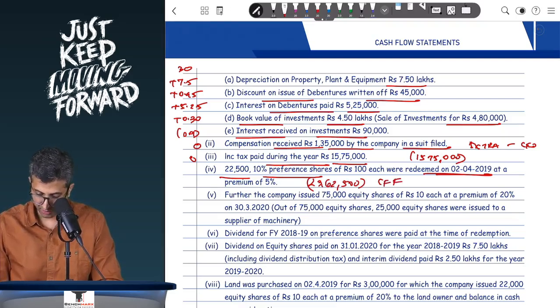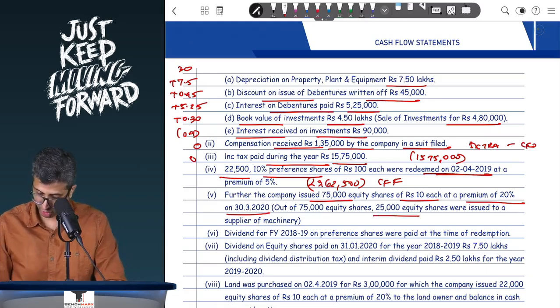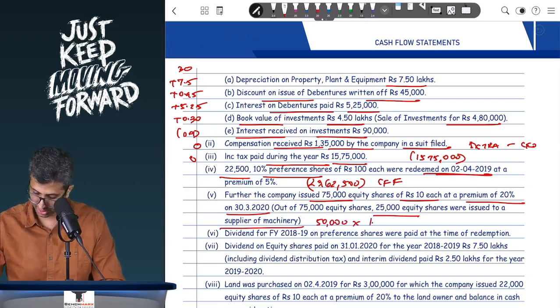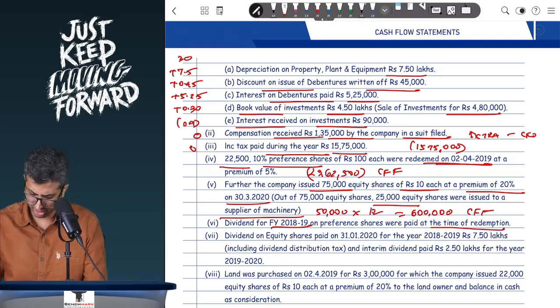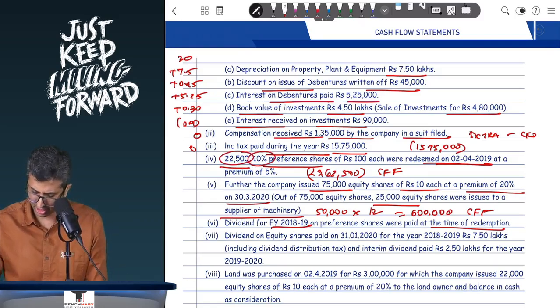This is CFF. Further, company issued 75,000 equity shares of rupees 10 each at a premium of 20% on 30th March. Out of the 75,000 equity shares, 25,000 equity shares were issued to a supplier of machinery. So in my cash flow, I will only have 50,000 equity shares at a premium of 20%. So this is 50,000 into, I think, 12 rupees. That comes to, I think, 6 lakhs. This is your cash flow from financing, CFF. Dividend for 18-19 on preference shares was paid at the time of redemption. So this is dividend of 22,500 into 10%.